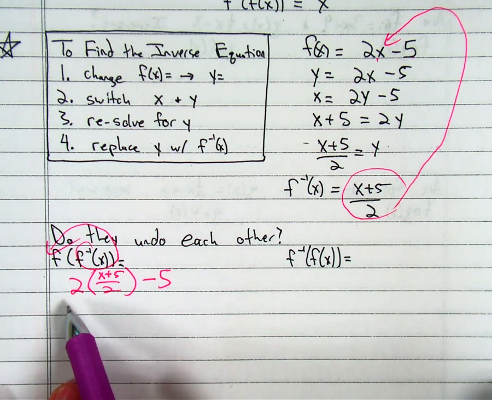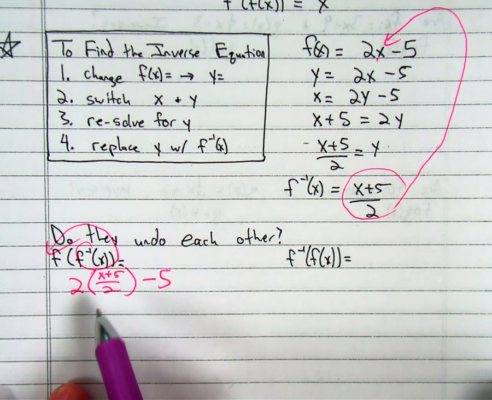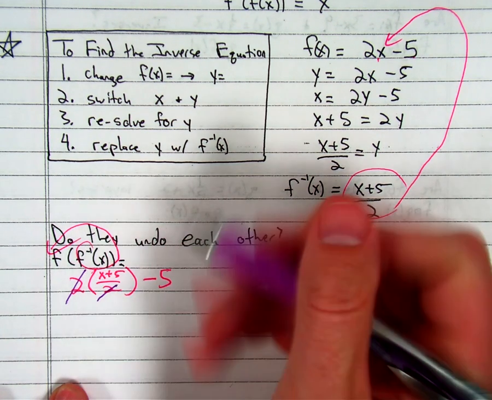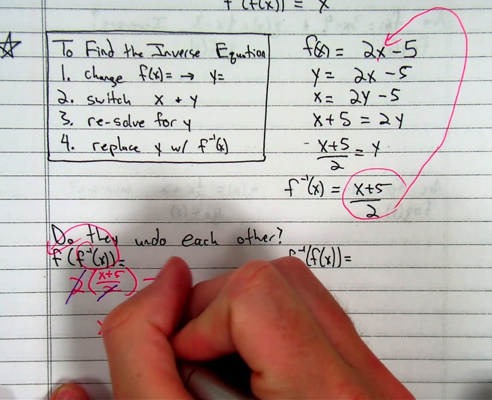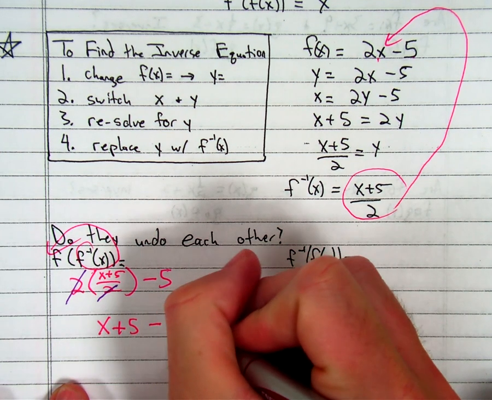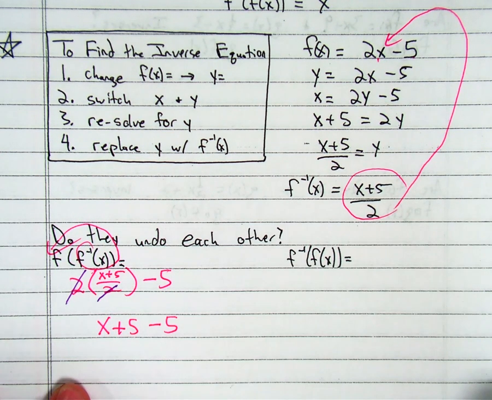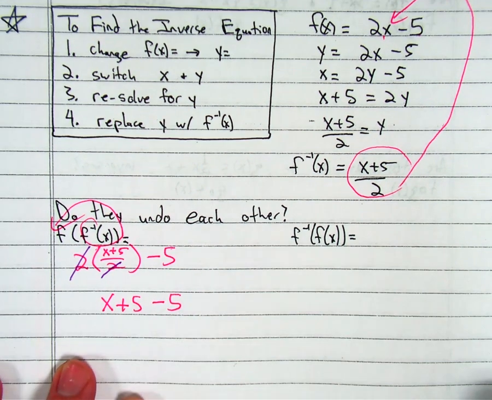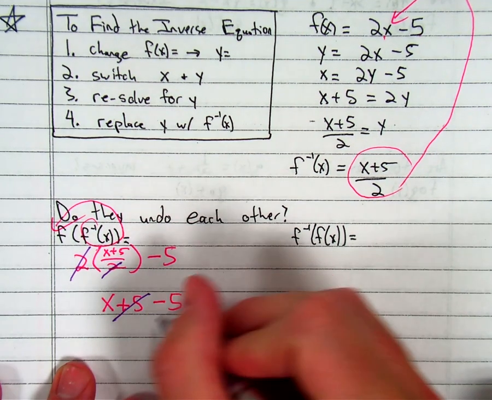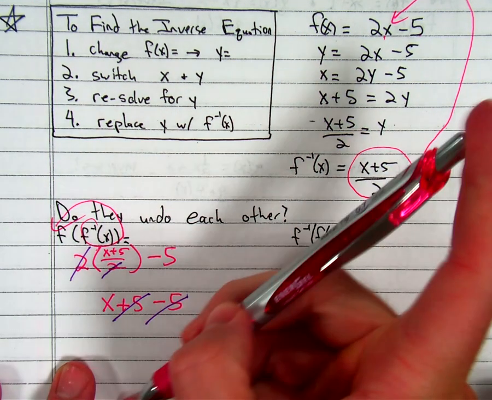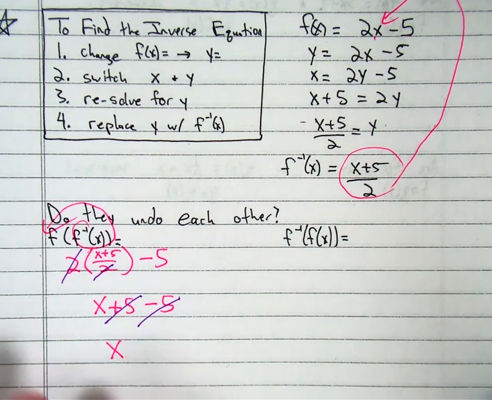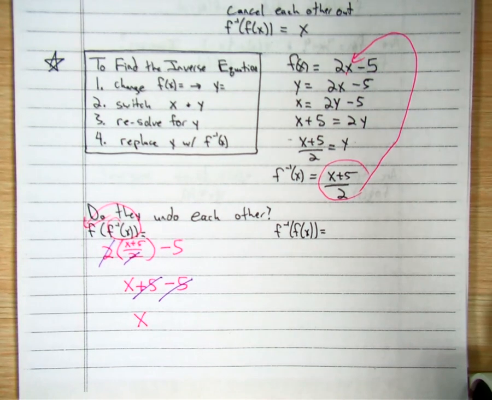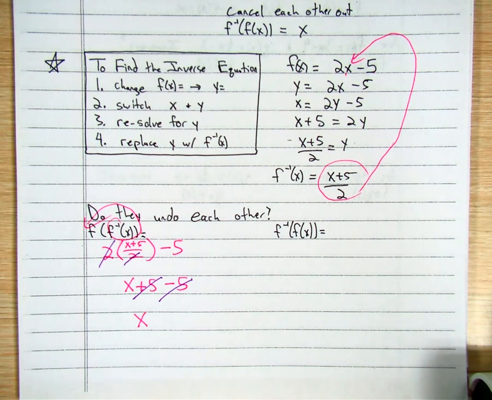Okay, 2 times something that's divided by 2. Those 2's will cancel out. X plus 5 minus 5. Well, plus 5 minus 5 will also cancel out. And we're left with just x. Perfect. That's what it's supposed to do. They'll undo each other and just be left with x.